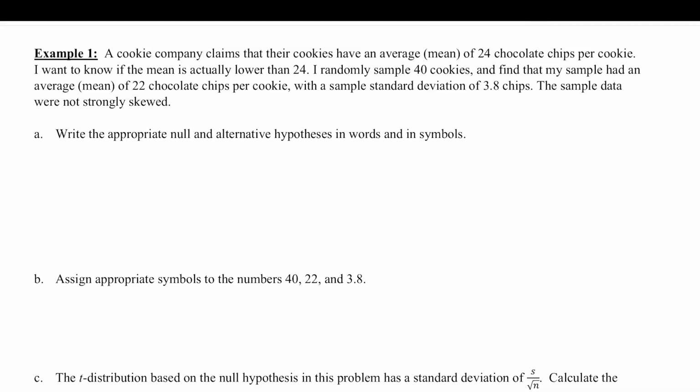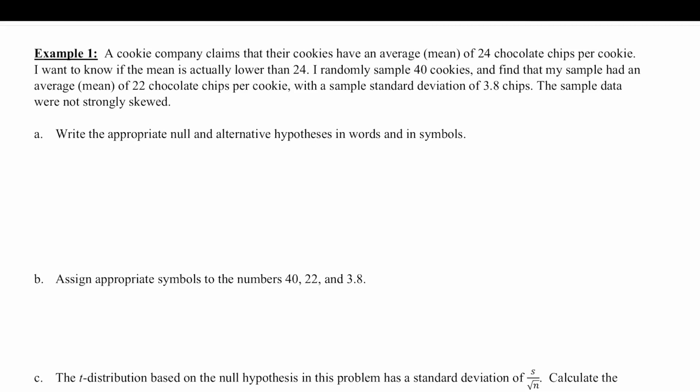In example 1, we have a cookie company that claims that their cookies have an average of 24 chips per cookie. I want to know if actually I think they might be lying, and I think the mean might actually be lower than that. So I take a sample of 40 cookies, and in my sample there was an average of 22 chocolate chips per cookie, and the standard deviation was 3.8.